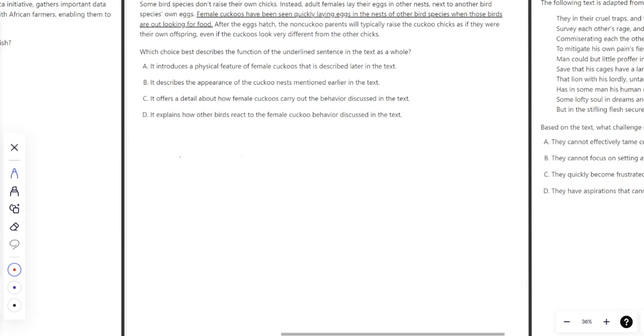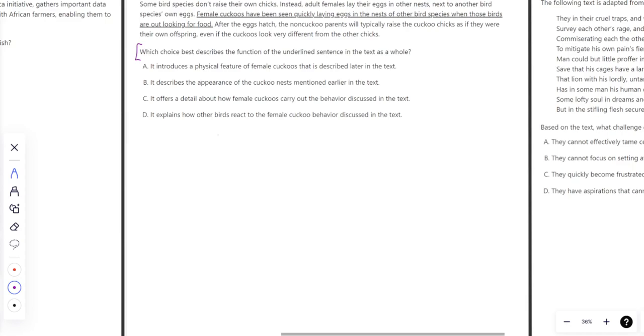All right, here's another reading question. It says, some bird species don't raise their own chicks. Instead, adult females lay their eggs in other nests next to another bird species' own eggs. Female cuckoos have been seen quickly laying eggs in the nests of other bird species when those birds are out looking for food. After the eggs hatch, the non-cuckoo parents will typically raise the cuckoo chicks as if they were their own offspring, even if the cuckoos look very different from the other chicks.